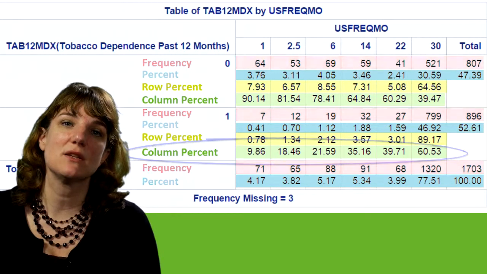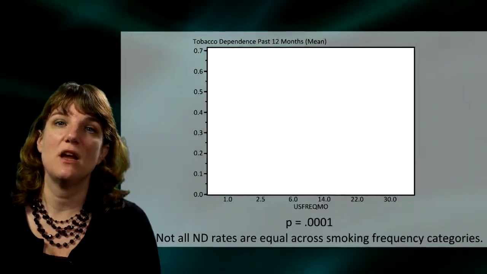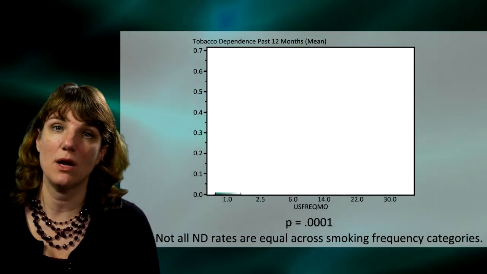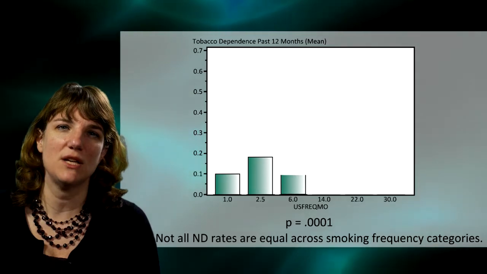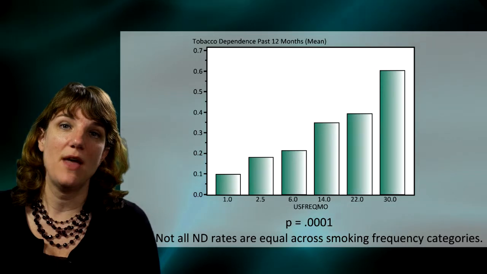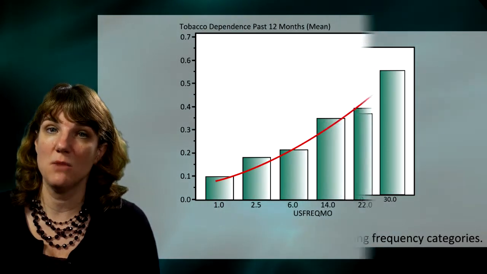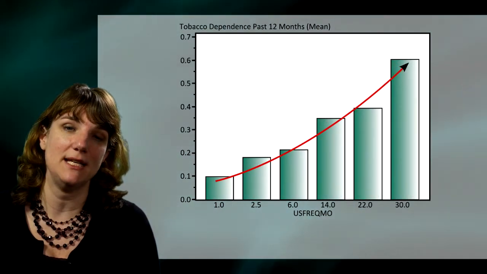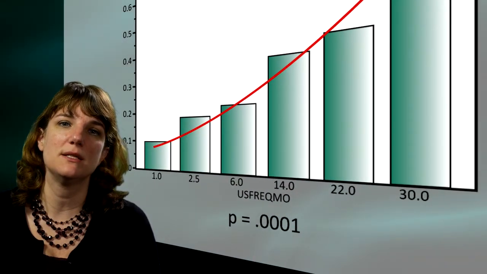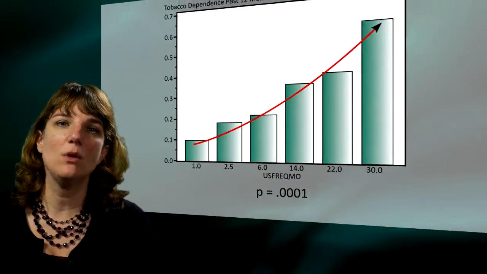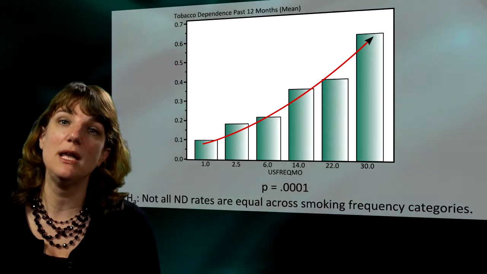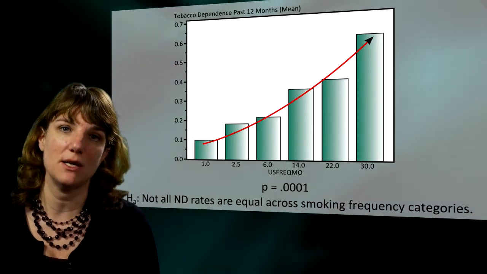If I use SAS code to graph the percent of young adult smokers with nicotine dependence within each smoking frequency category, I could visualize the association and see that there seems to be a positive linear relationship. That is, the more days per month a young adult smokes, the more likely they are to have nicotine dependence. I know from looking at the significant p-value of 0.0001 that I will accept the alternate hypothesis that not all nicotine dependence rates are equal across smoking frequency categories.